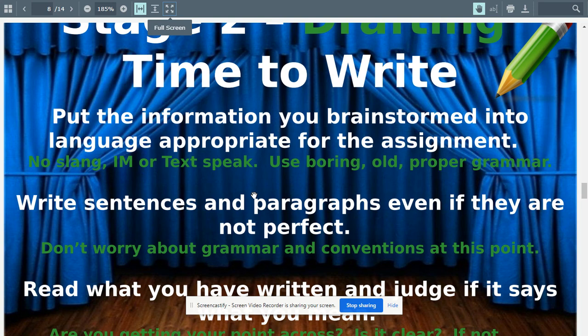All right, number 18. What should you not worry about at this point in the drafting process? This is after you've thought about what you want to write about and you're just trying to get your words onto paper. At this point, you don't need to worry about grammar and conventions. Conventions are things like capitalization and punctuation. I do want you to worry about it a little bit. I need you to make sure that you're not writing run-on sentences. That way, when you actually go to write your paper, it's not hard to go back and revise and proofread.